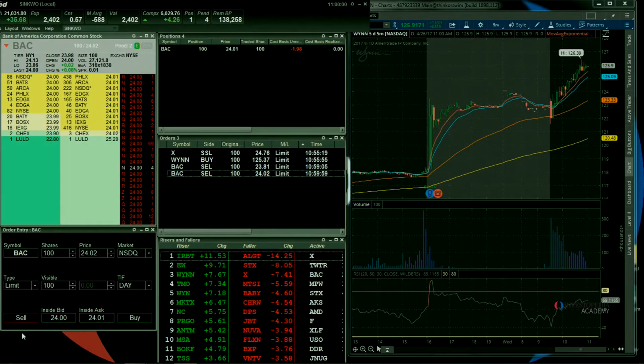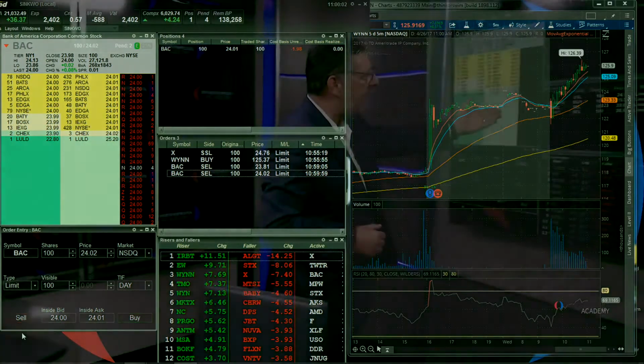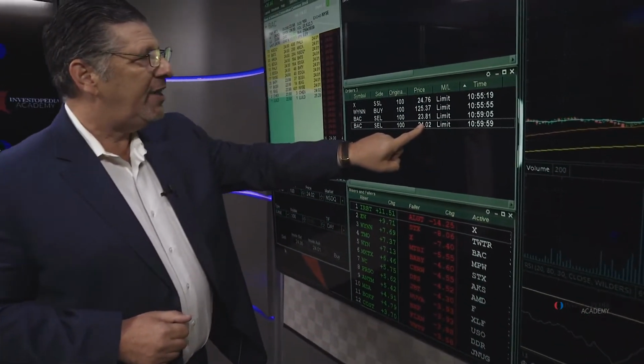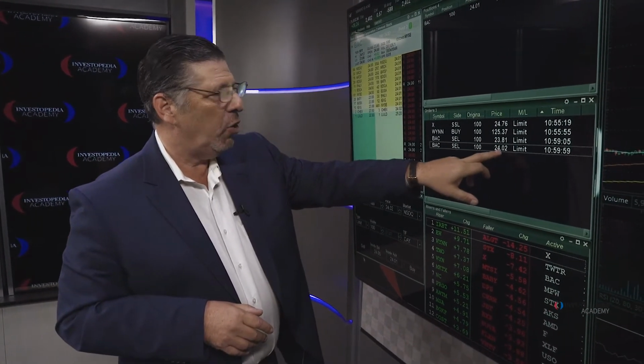And now we'll see. Here we go. Here is my order now to sell Bank of America at $24.02. Two things are going to happen on this trade now. And again, this is just for demonstration purposes. I'm either going to lose 20 cents on this trade or I'm going to make 1 cent on this trade. And again, it's just for demonstration purposes to get you used to using your system.